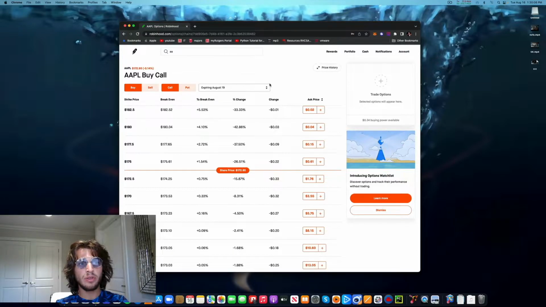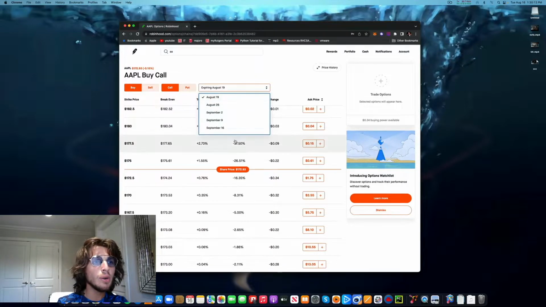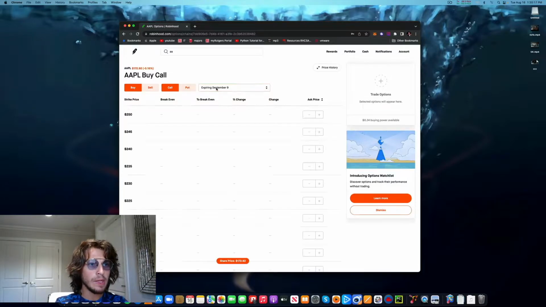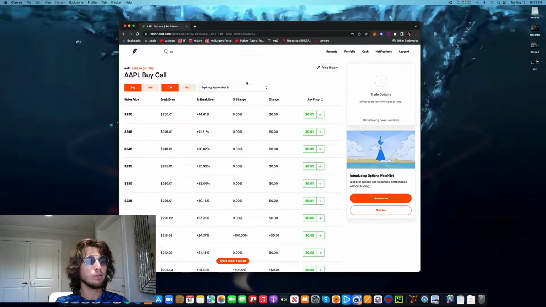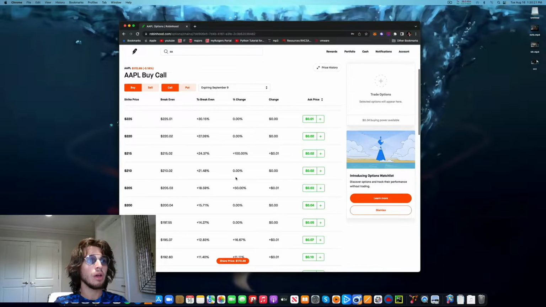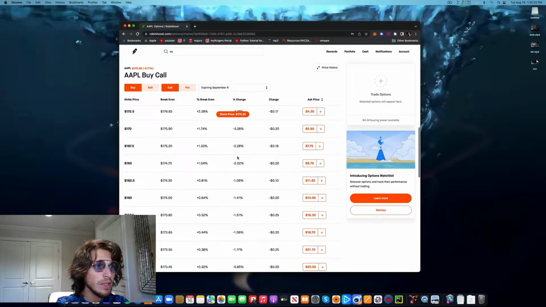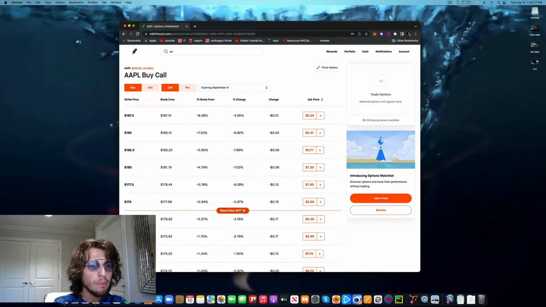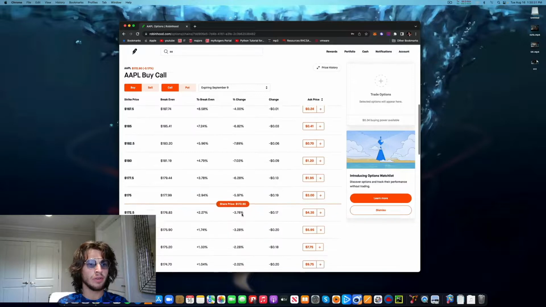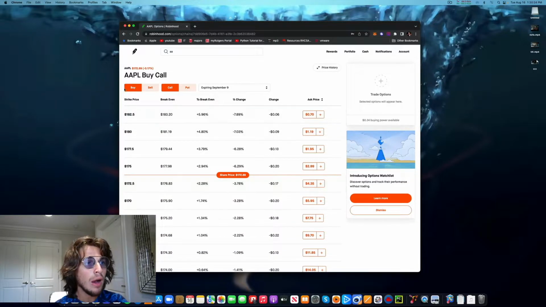So unless you're super confident in the play that you're making, you usually want to go, I would say, at least a month out. So I'm going to go for the expiration date of September 9th. So basically, as you see here, we're going to go right to the middle. So this is the share price right now, $172.91. So I'm just going to go through what a call is and what a put is and explain the situation for both.